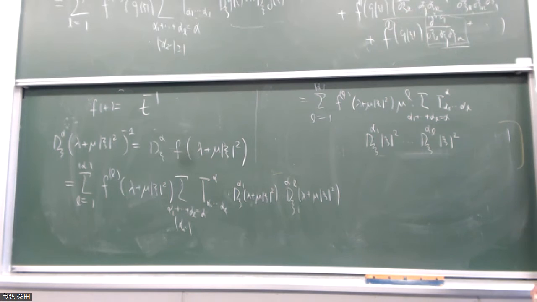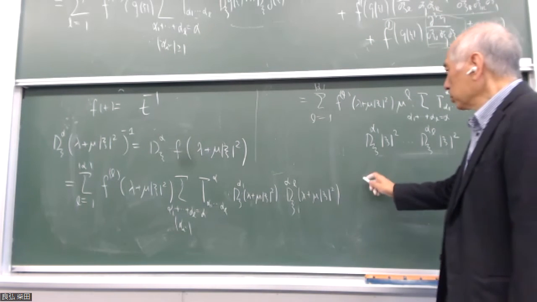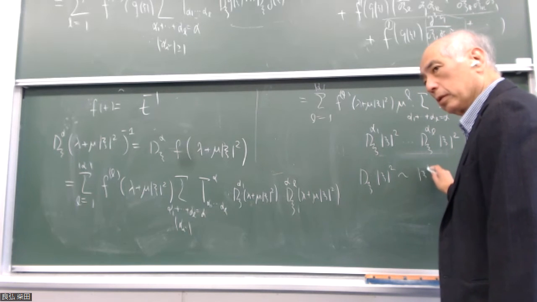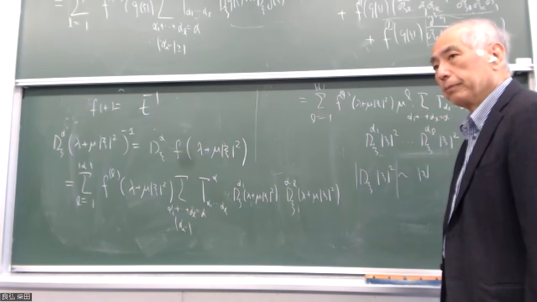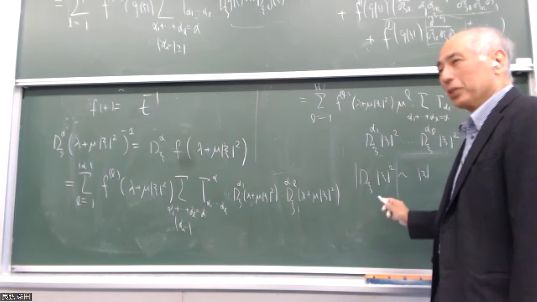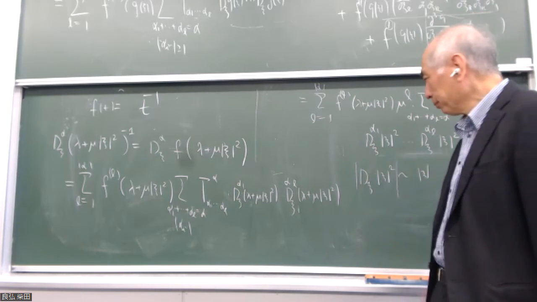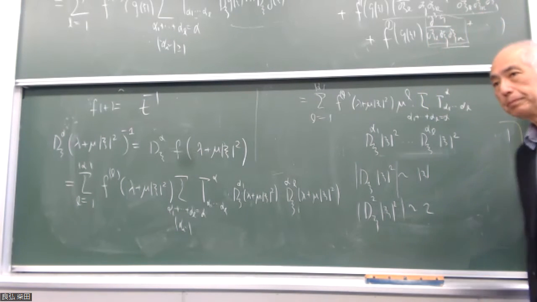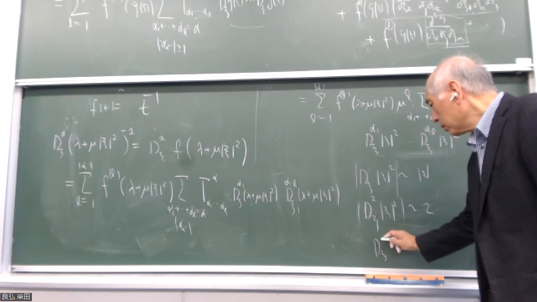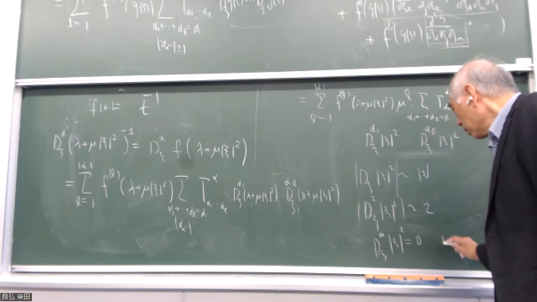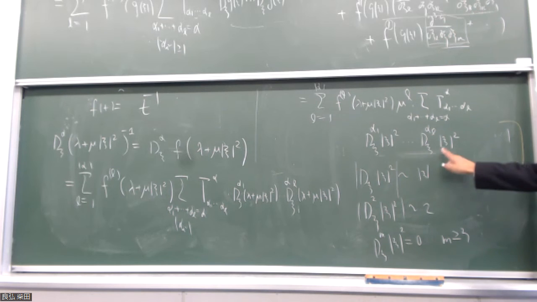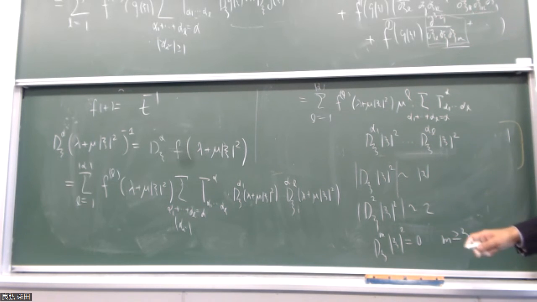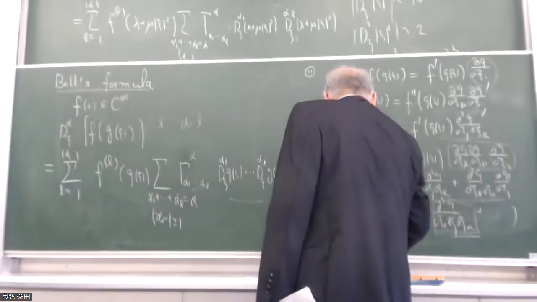How to calculate this one? First, you just note that the first derivative of c squared is c, at most. Zero over c, right? And the second derivative is constant, at most. And the third and up, m greater than 3, vanish. So here it is enough to consider only the first derivative and the second derivative.